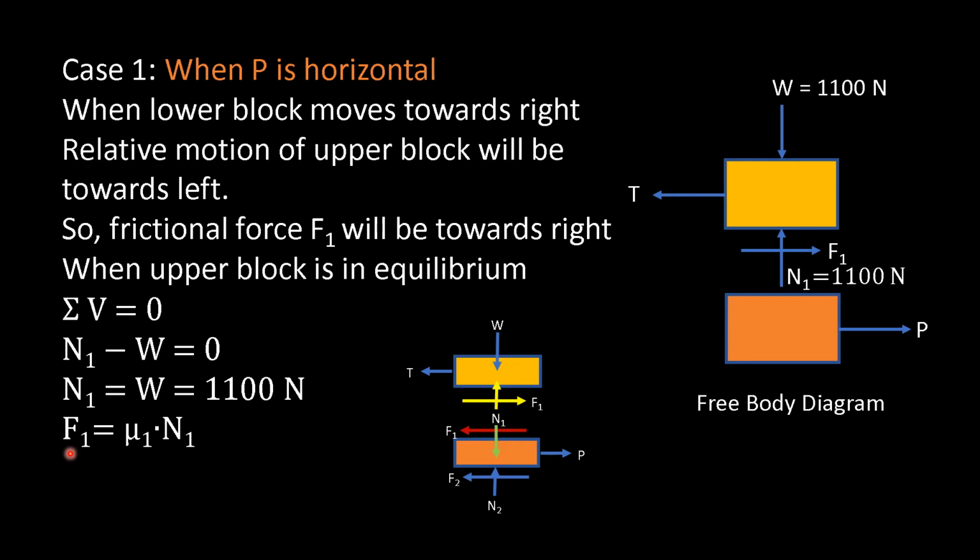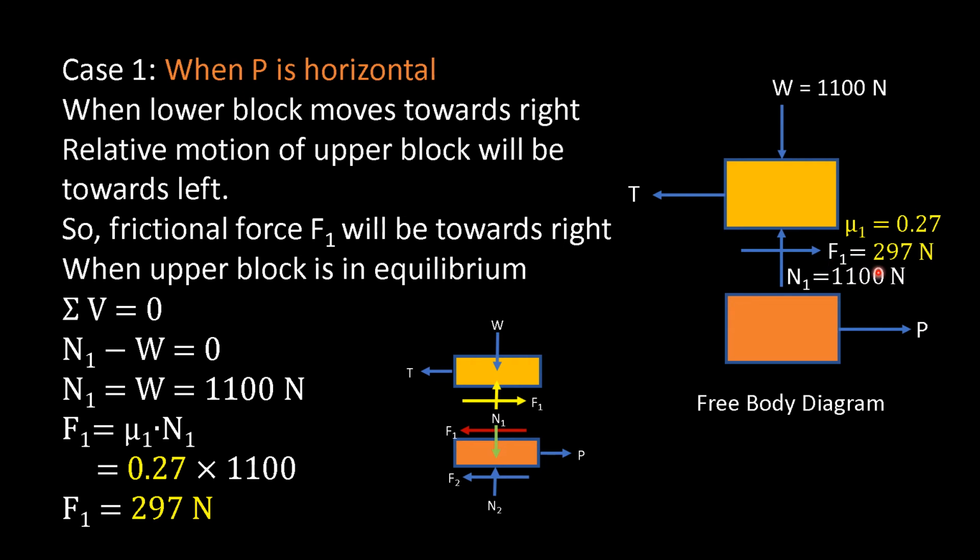We have F1 equals mu1 N1. F1 is the frictional force between the two blocks, where mu1 is given to be 0.27. So it becomes 0.27 multiplied by 1100, which will become 297 Newton. So we have F1 equals 297 Newton.